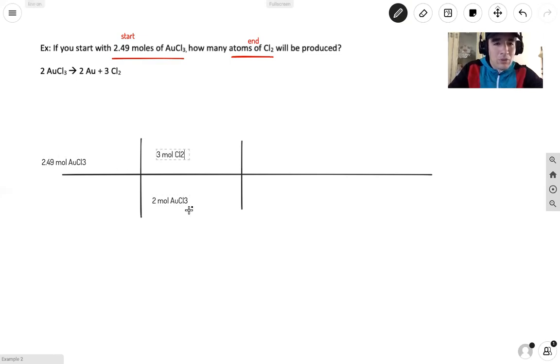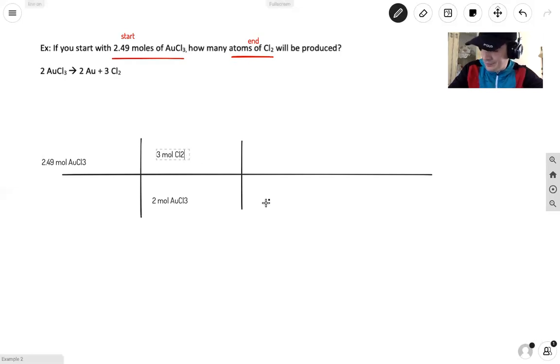I put moles of gold trichloride down here because I have to get rid of it. If I want to get rid of something, I have to put that same unit on bottom. So I have 3 moles of dichlorine up here. Now we're in dichlorine. We started here, we're ending here. So now I'm in the unit that I want to be in. But I'm ending in atoms, not moles. So there's still more work to be done.